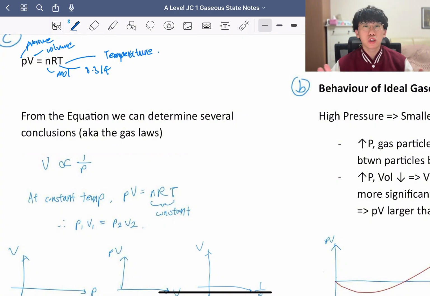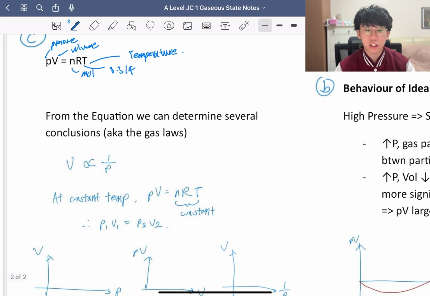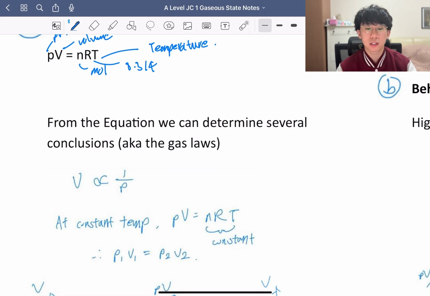In this equation, you always have to take note of the units used for your values when you're inputting into your equation, because they follow a strict set of values. You always have to convert the units: for pressure it will be Pascal, for volume it will be meter cube, for n it will be moles, for R it's always the same, 8.314, and for temperature, always make sure that it's in Kelvin.